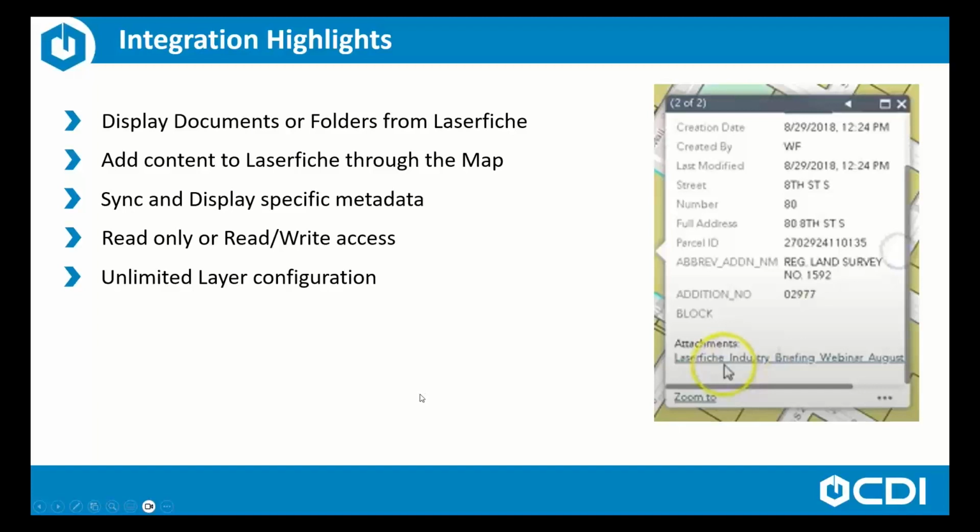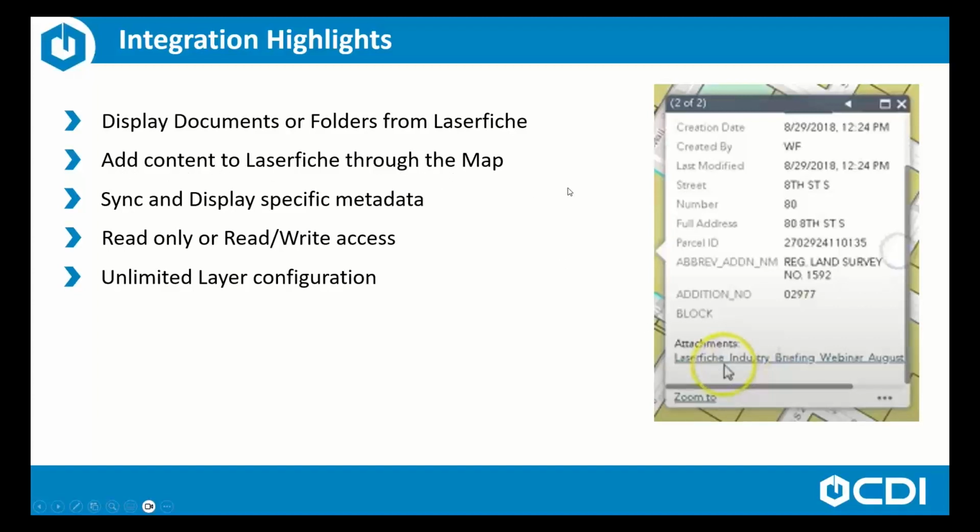So some of the integration highlights are, again, you can display documents and or folders from Laserfiche. If we're viewing attachments in your pop-up bubble in the GIS map, you have the ability to see any of the associated attachments with that particular parcel or line or search, whatever it may be.